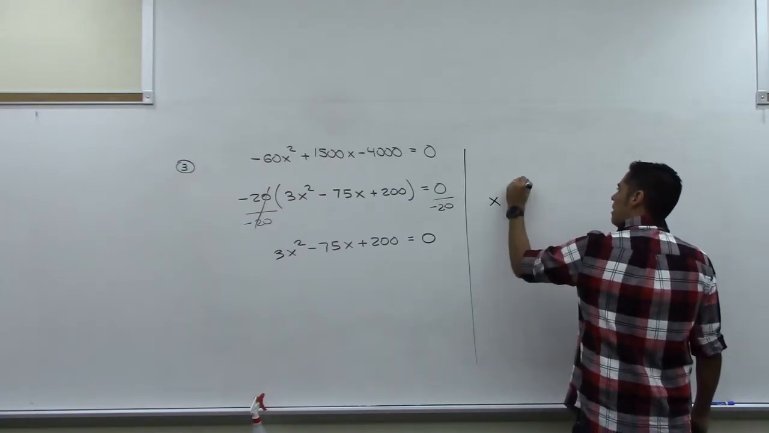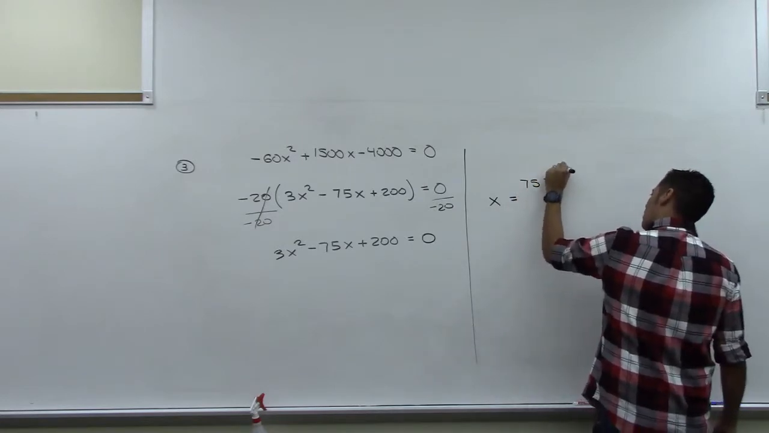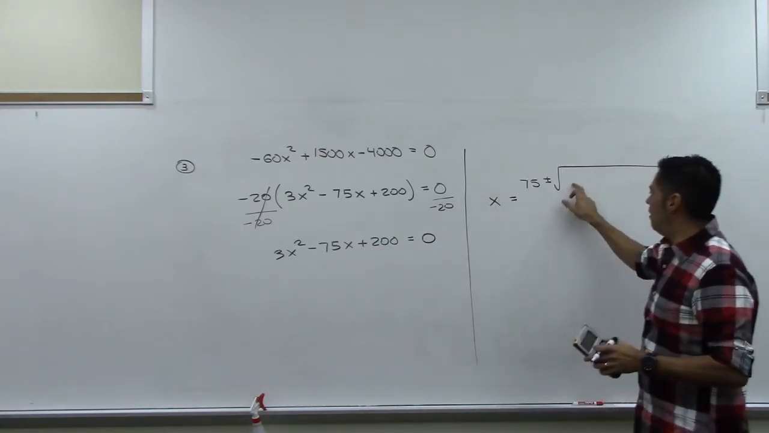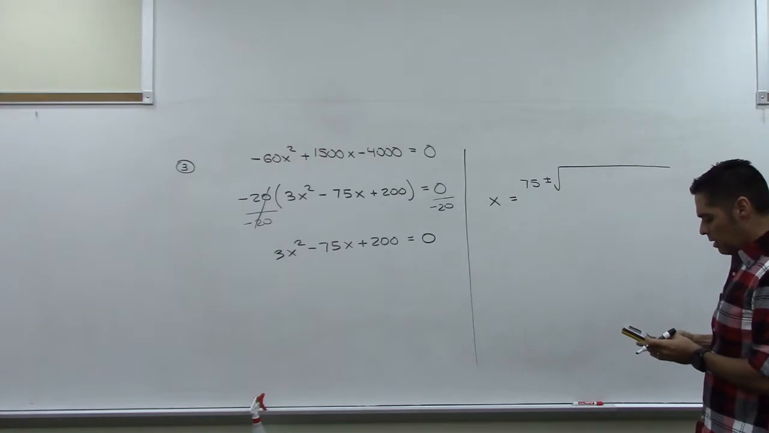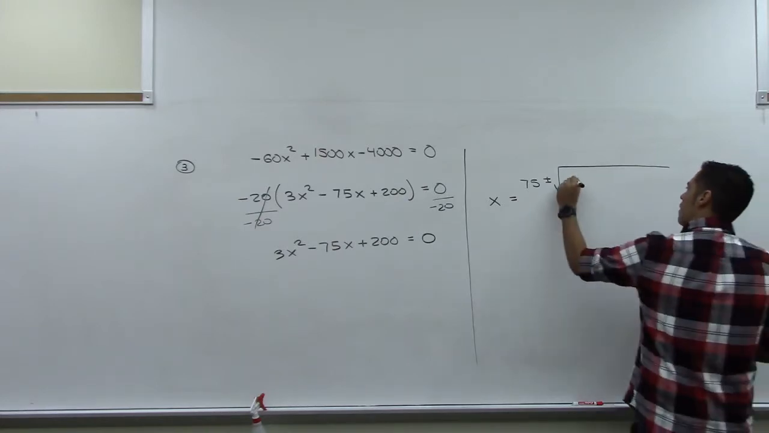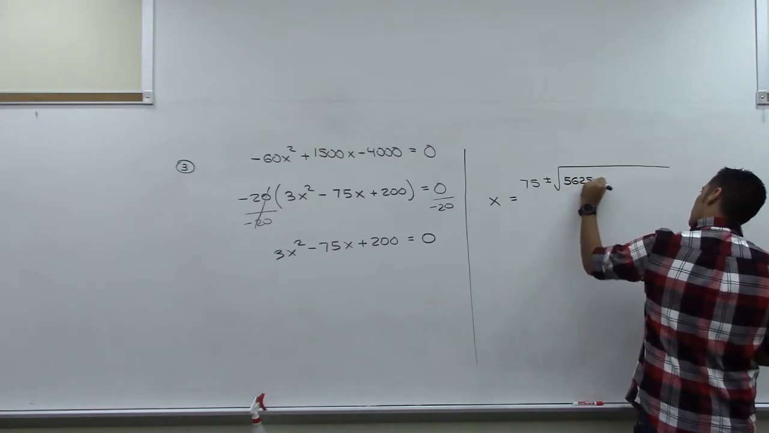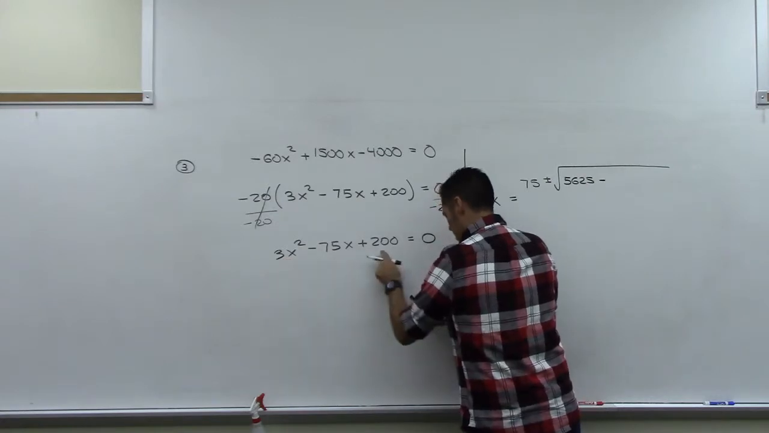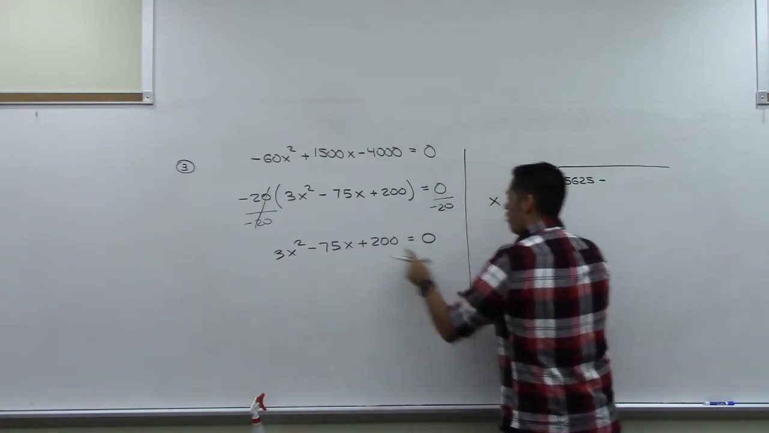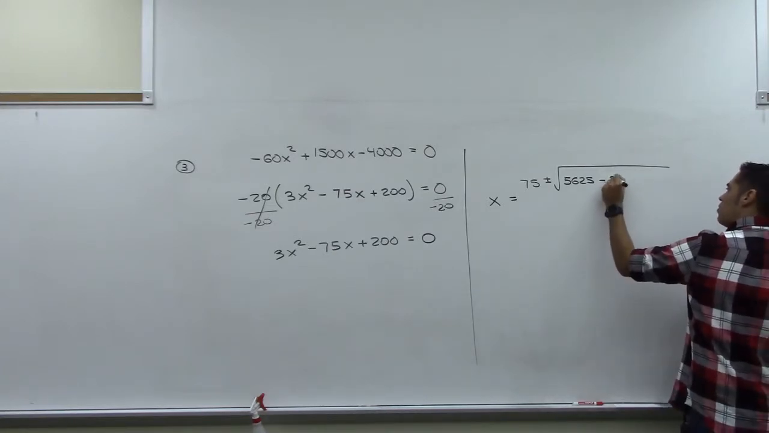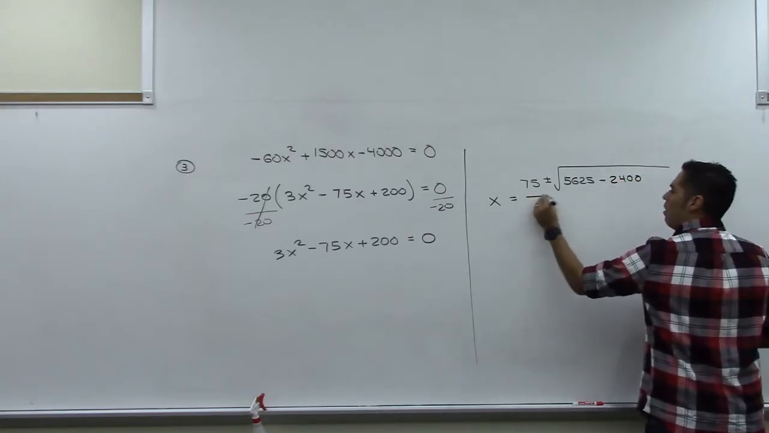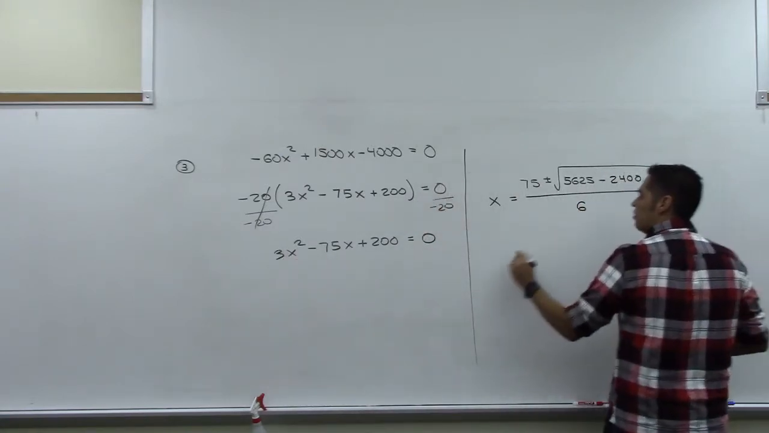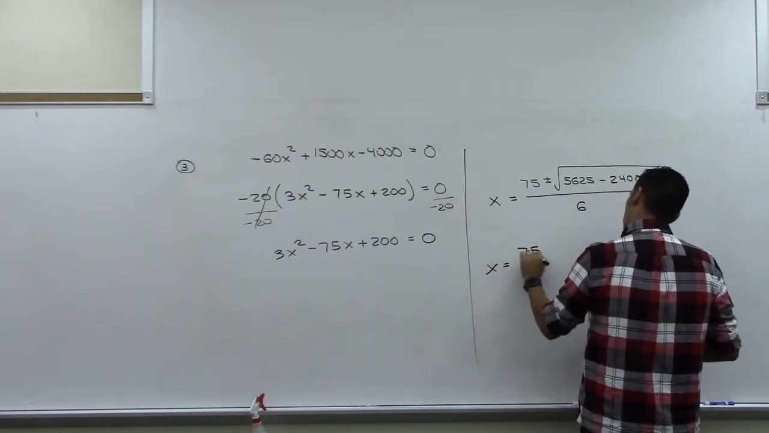So I'm going to go negative b, which is 75, plus or minus the square root of, so I did negative b. B for us was negative 75. Now here's b squared, so I have to do negative 75 squared. And remember, that's always going to be a positive number. 5625 minus now 4 times a, which is 3, times c, which is 200, and that's going to be 2400. So I'm going to subtract 2400. I'm going to divide all of that by 2 times a, 2 times 3, which is 6. So I'm trusting you remember the quadratic formula from the previous exercises.